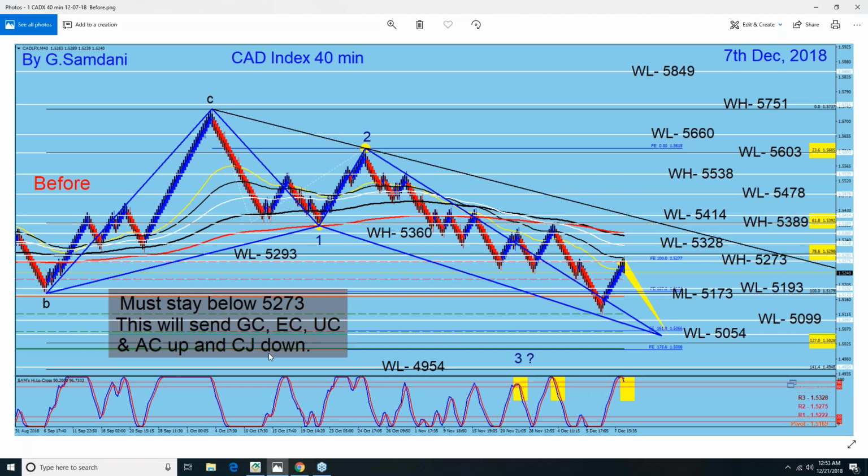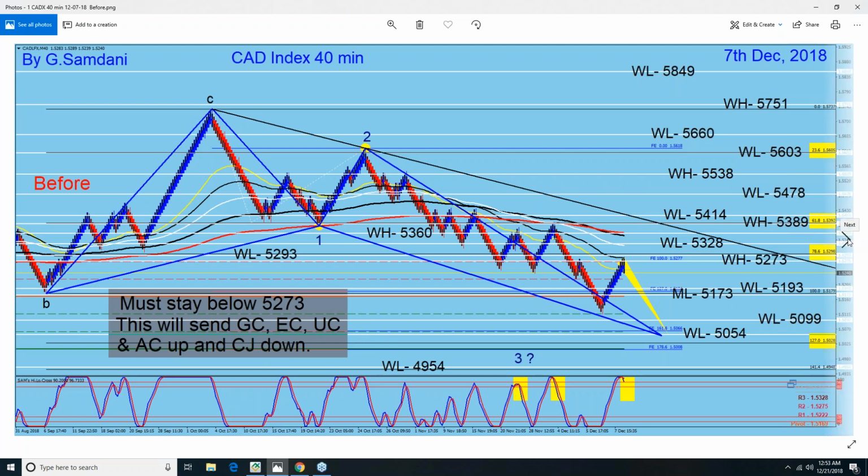The only pair where CAD is on the left hand side, so far as I know, is CAD-JPY, because CAD is the weakest currency, even against yen. So CAD is on the left hand side when it comes to yen. It is the pair called CAD-JPY, and I said that will go down. Everything else, USD-CAD, GBP-CAD, this and that, everything will go up with this drop here, right?